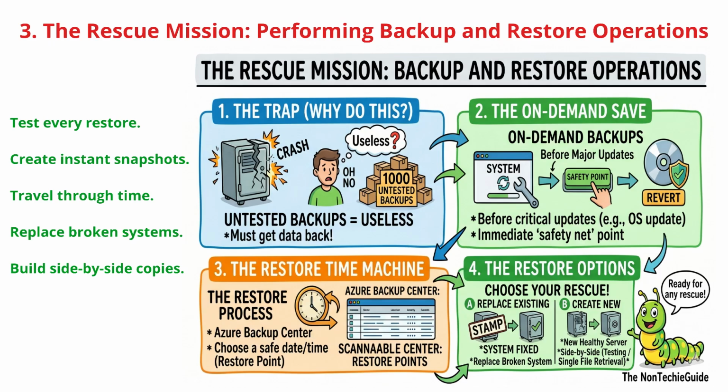instant safety net. If things go wrong, you simply pick a restore point from a time when the system was healthy. You can choose to replace existing to overwrite the broken system immediately, or create new to build a side-by-side copy for testing or grabbing a single lost file. It's your ultimate rescue mission.